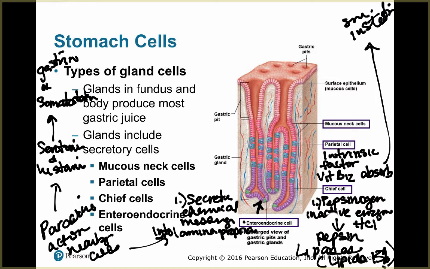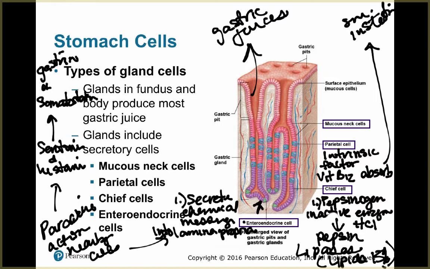So essentially these gastric pits open into this area. These mixtures of cells produce the gastric juices that get released into the stomach. And it's a combination of all these guys working together to produce this juice to help with breaking down the food within the stomach.